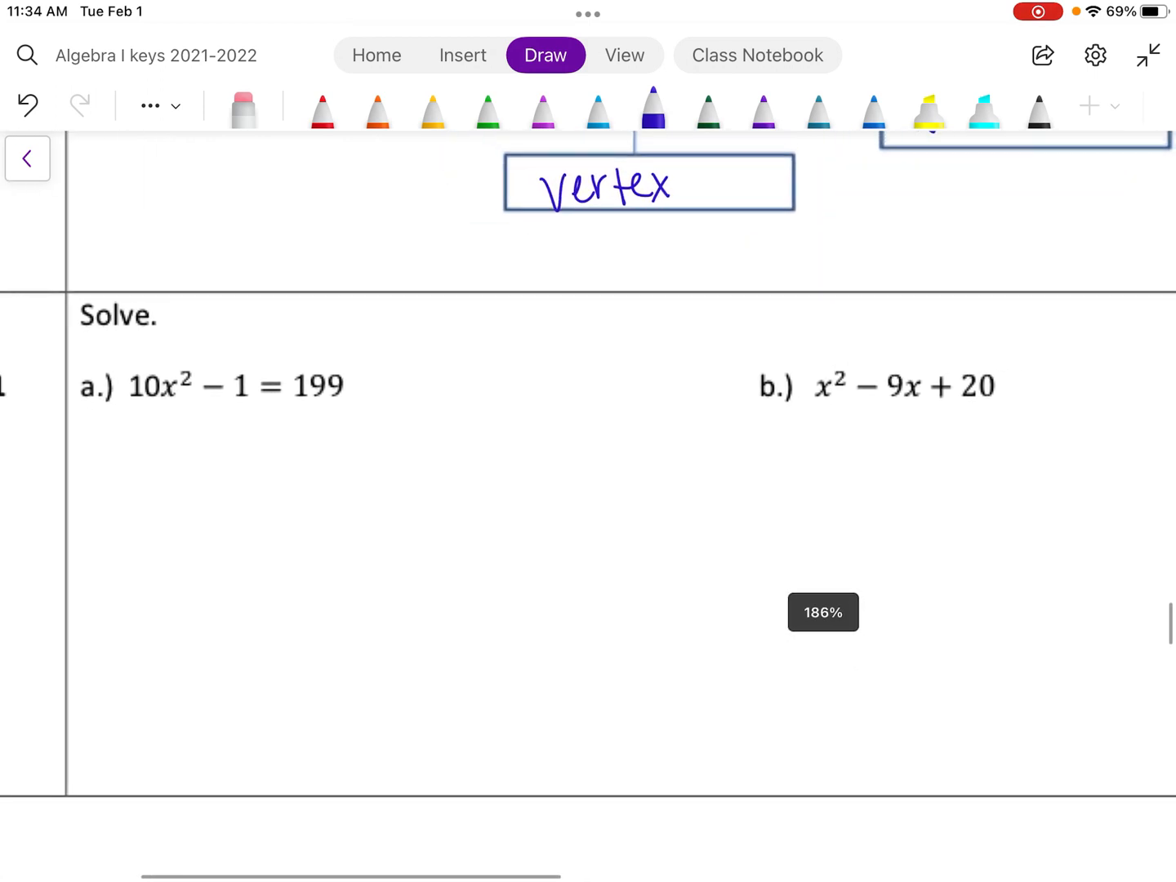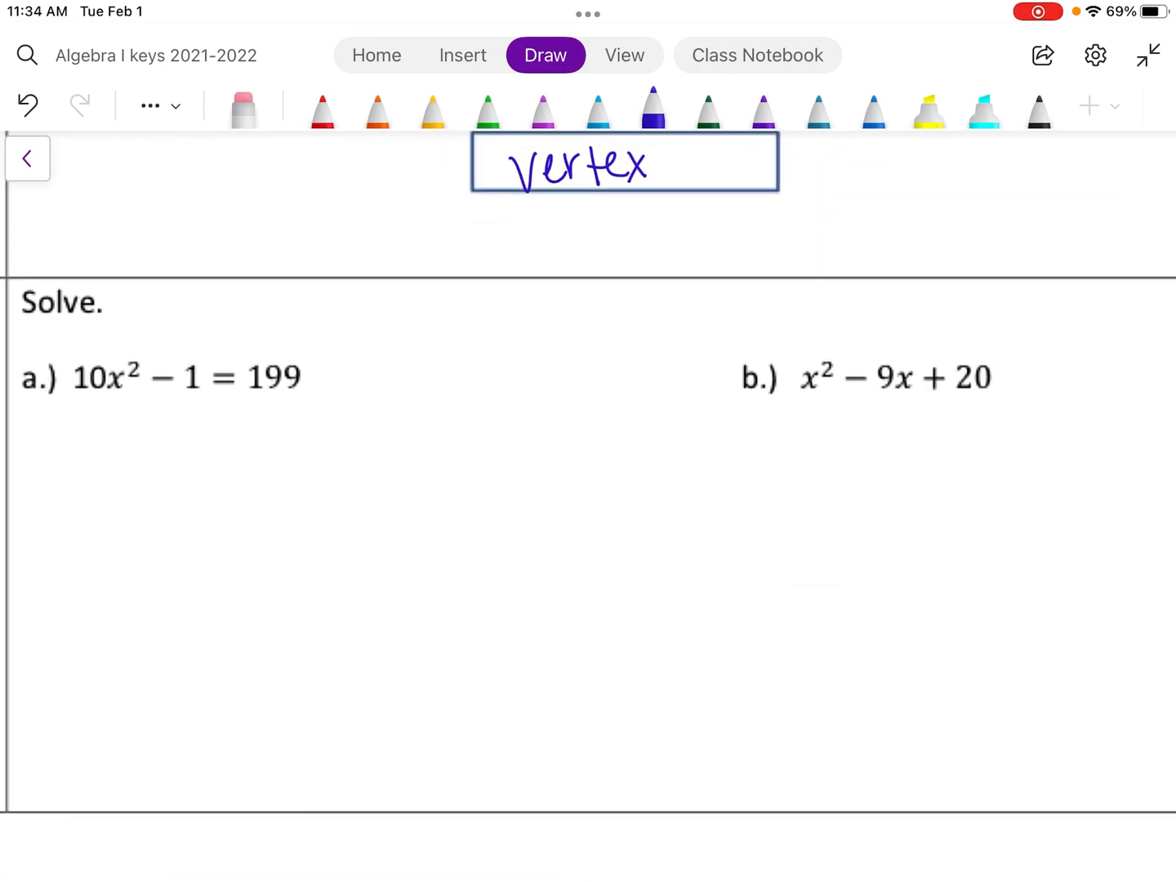So we've talked about how to solve in our factored form. So if we want to solve for x, we have two methods. We have the square root method and our box method with our factoring. So looking at letter A, 10x squared minus 1 equals 199, I notice that this is in the form ax squared minus c, right? I've got my a value or my x squared term, and I've got constants, but I don't have a bx term, right? Whereas in letter B, I do have that. So for letter A, since my only variable is that x squared, I can actually use the square root method here.